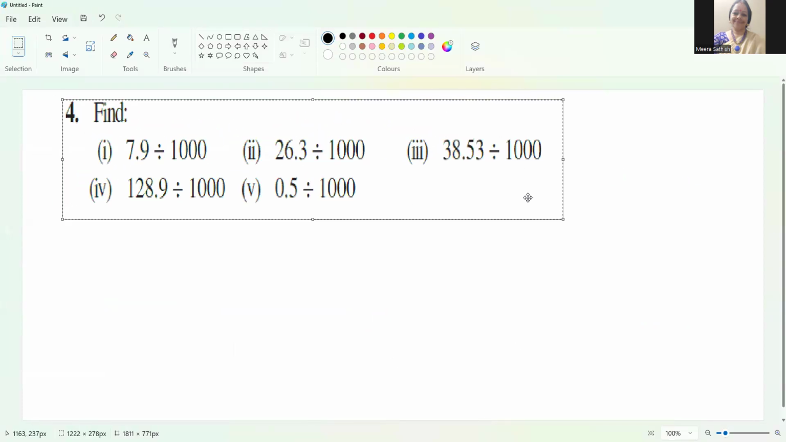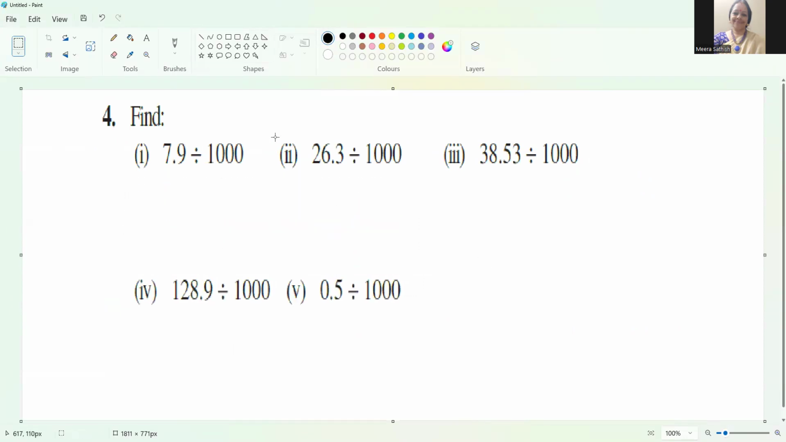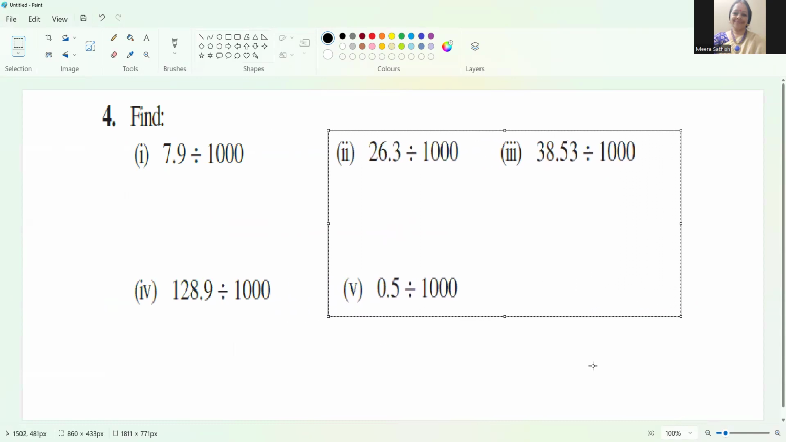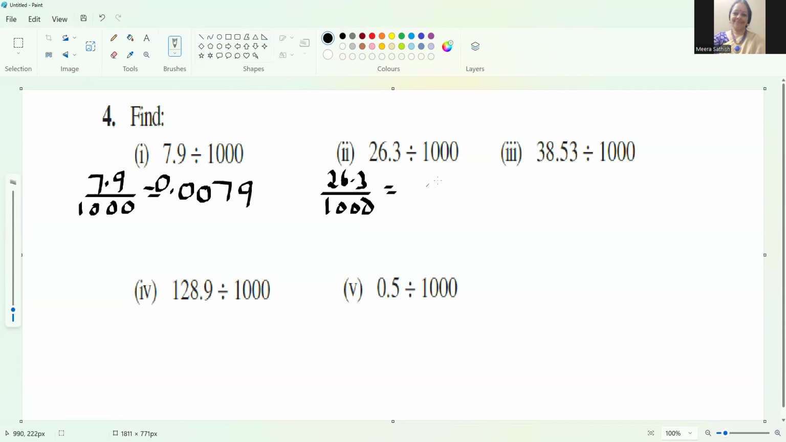Dividing by 1000. Same method. So I hope you can do it very, very quickly. Okay. So 7.9 by 1000. Total how many decimal places must we have? 3 plus 1, 4 decimal places we need. Up here only 2 digits are there. 4 decimal places needed. So 2 zeros you have to add. Then here again 26.3 by 1000. Total 4 decimal places we need, but we have only 3 digits here. 1 zero to add here.